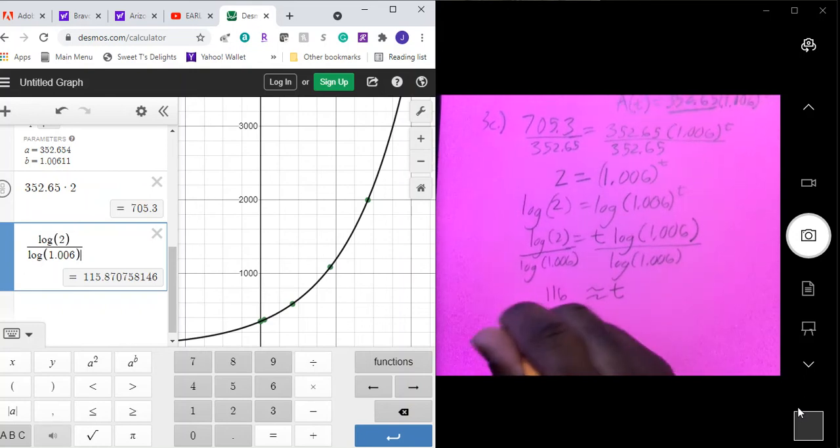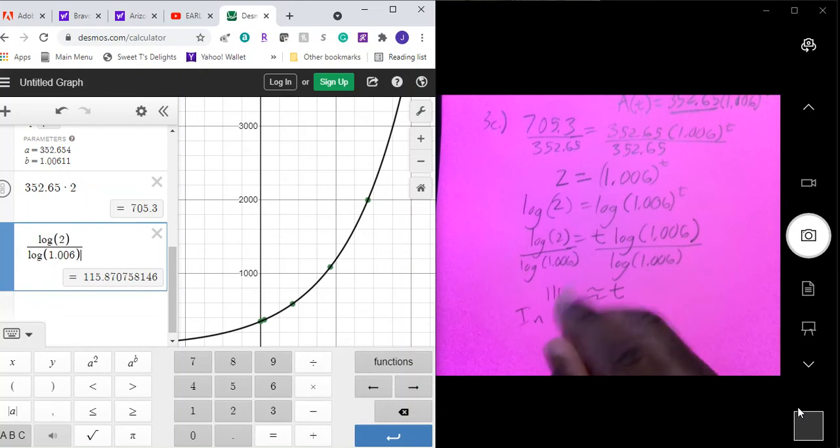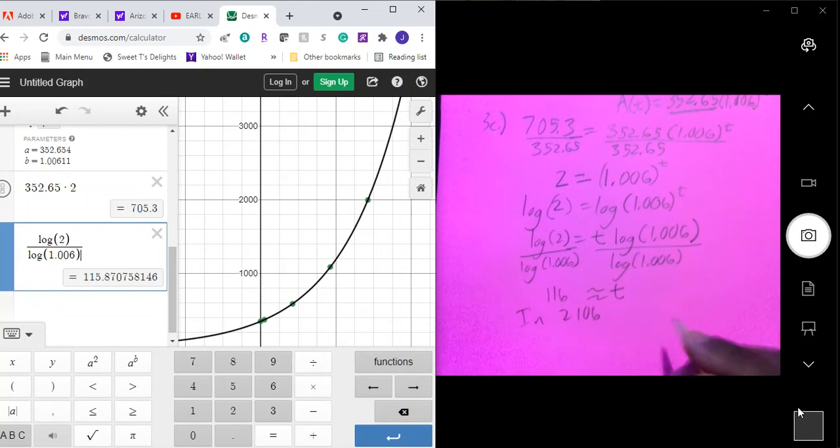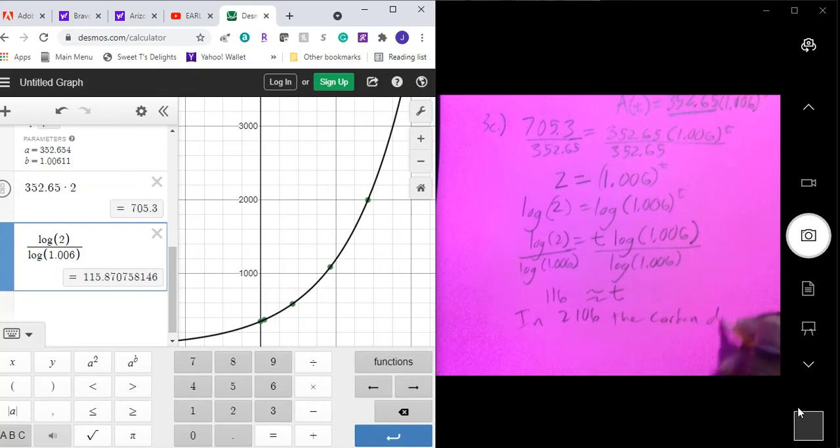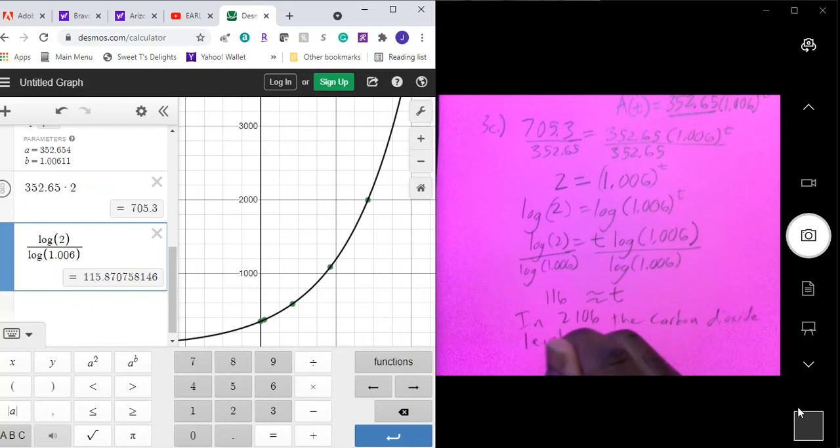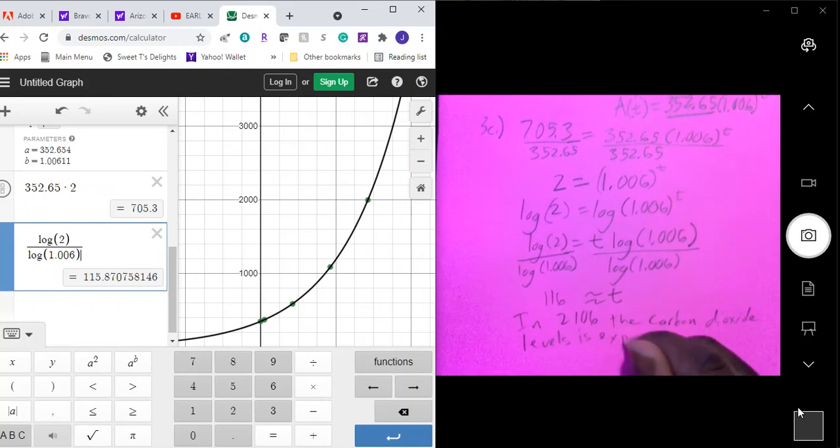So basically you could say in 2106, the carbon dioxide levels are expected to double.